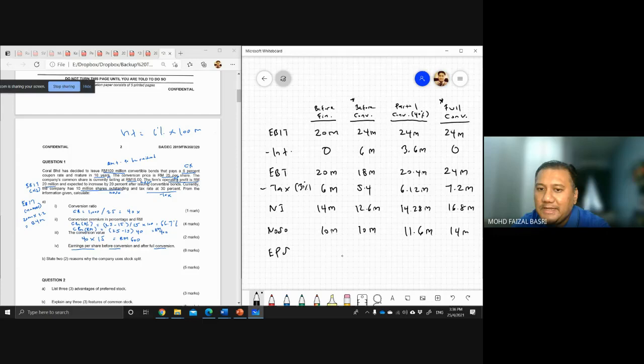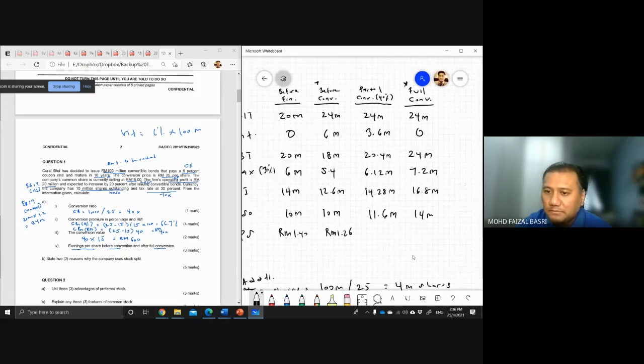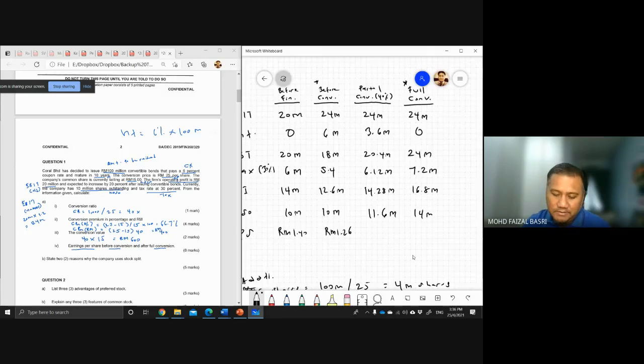So earnings per share is simply net income divided by number of shares outstanding. So 14 divided by 10, it's RM1.40. For 12.6 divided by 10 million, it's RM1.26. For partial conversion, it's 14.28 divided by 11.6, so RM1.23. And finally, 16.8 divided by 14, so we have RM1.20.